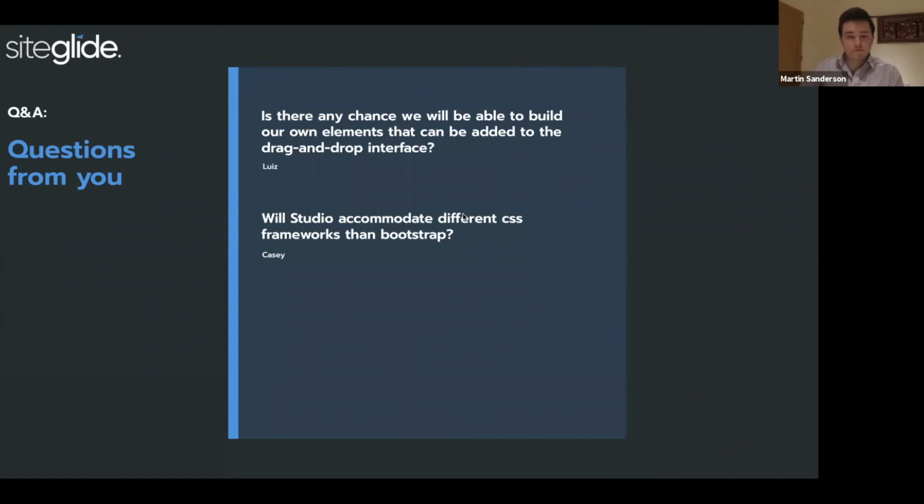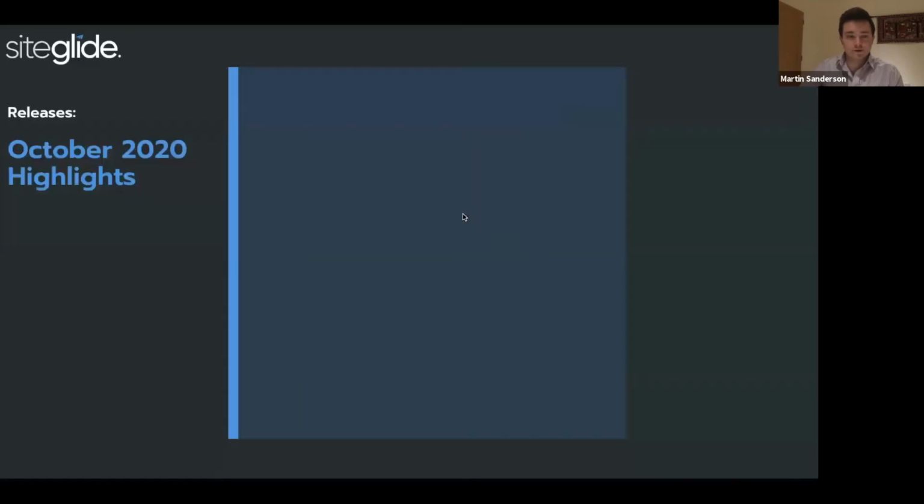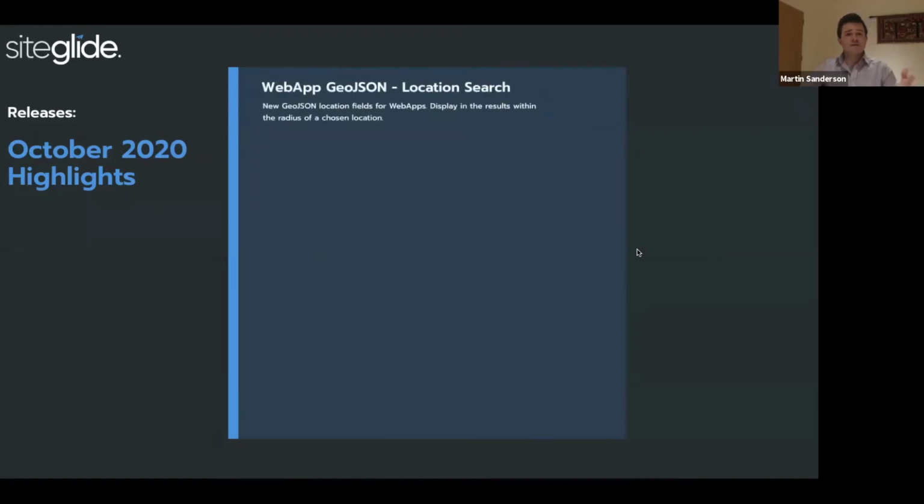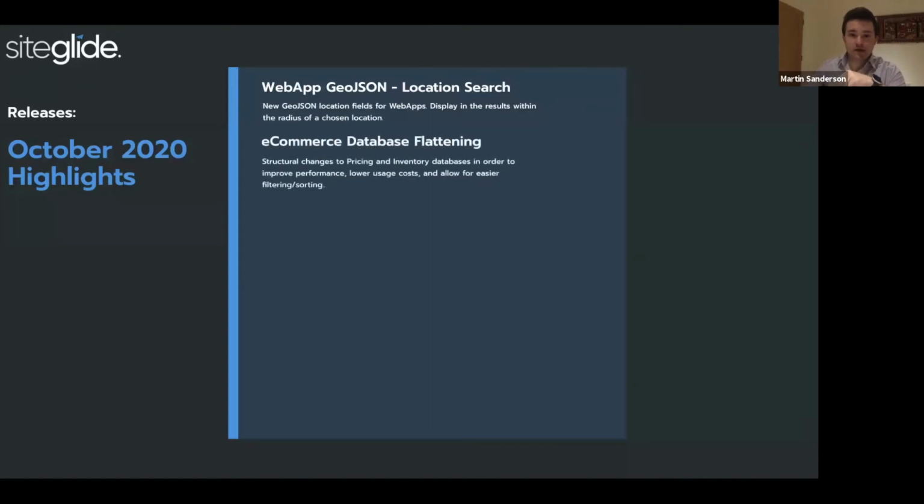Alrighty, let's carry on. So next, before we circle back around to any questions in the chat, we'll take a look at recent updates. So first of all, web app GeoJSON. So you can now search for web app items based on location, and we'll display the results within the radius area of the location you've inputted for the search.